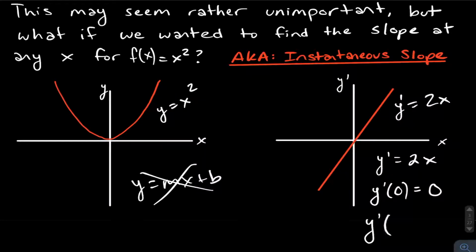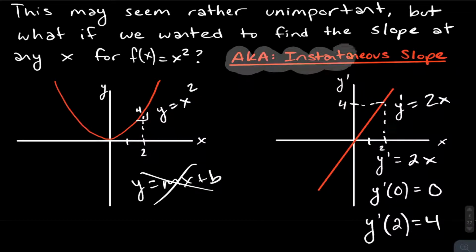What about y prime of 2? Well, we plug in 2 for x and we get 4. So if we go 2 up here, that means this y prime value is going to be 4. What that means is that if you go to x equals 2 here, the slope of this graph at x equals 2 is going to be 4. The instantaneous slope. That's what we're talking about here. That's why I have AKA the instantaneous slope.